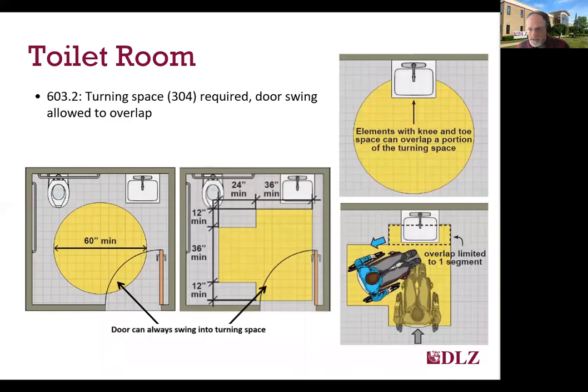We talked about turning space. That turning space can be either a 60-inch diameter circle or a T-shaped area with the dimensions shown in the center graphic. Note that in some cases, the knee space below the sink may be used to attain the required dimensions for that turning area, and the clear spaces for turning room within the room are allowed to overlap other clear spaces and be within the door swing.